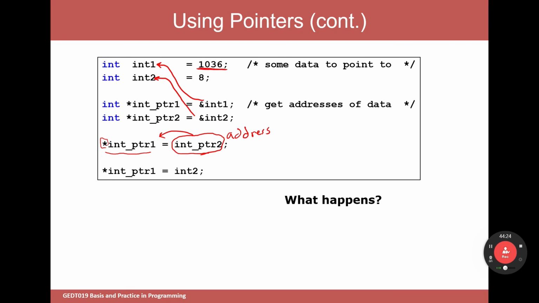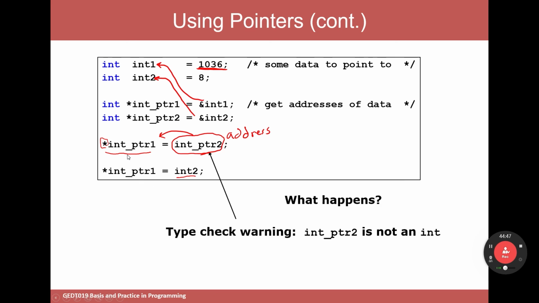This one will change to some address. Then after that, let's go to the next one. I'm saying here int ptr1 is equal to int2. Okay, so I am giving here some value of int2 to int ptr1. In this case, this one will give you a warning, telling you to be careful, you are giving some address.